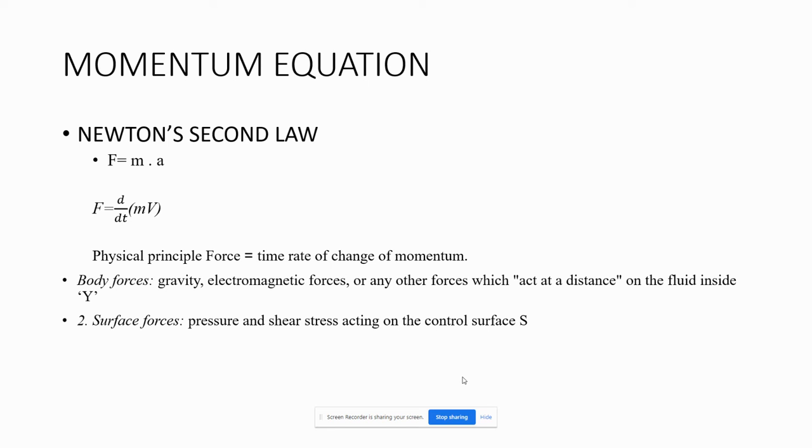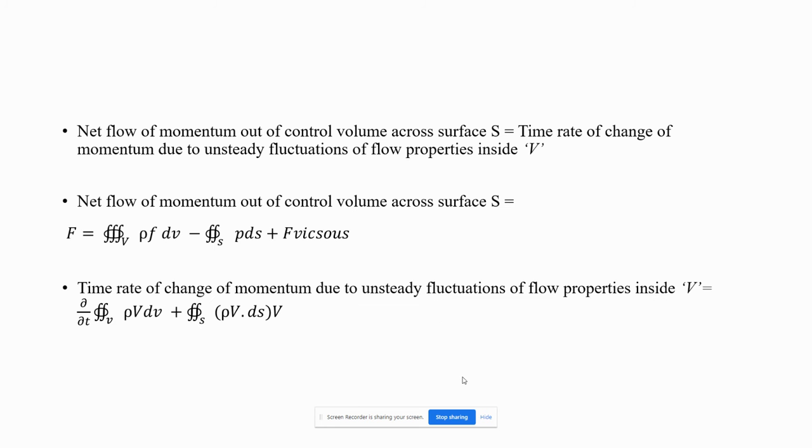Another type of surface force is shear stress. Shear stress is caused due to the rubbing action, we can say. When air flows tangentially across the surface of an object, it will cause a shear stress, which is also known as a surface force.